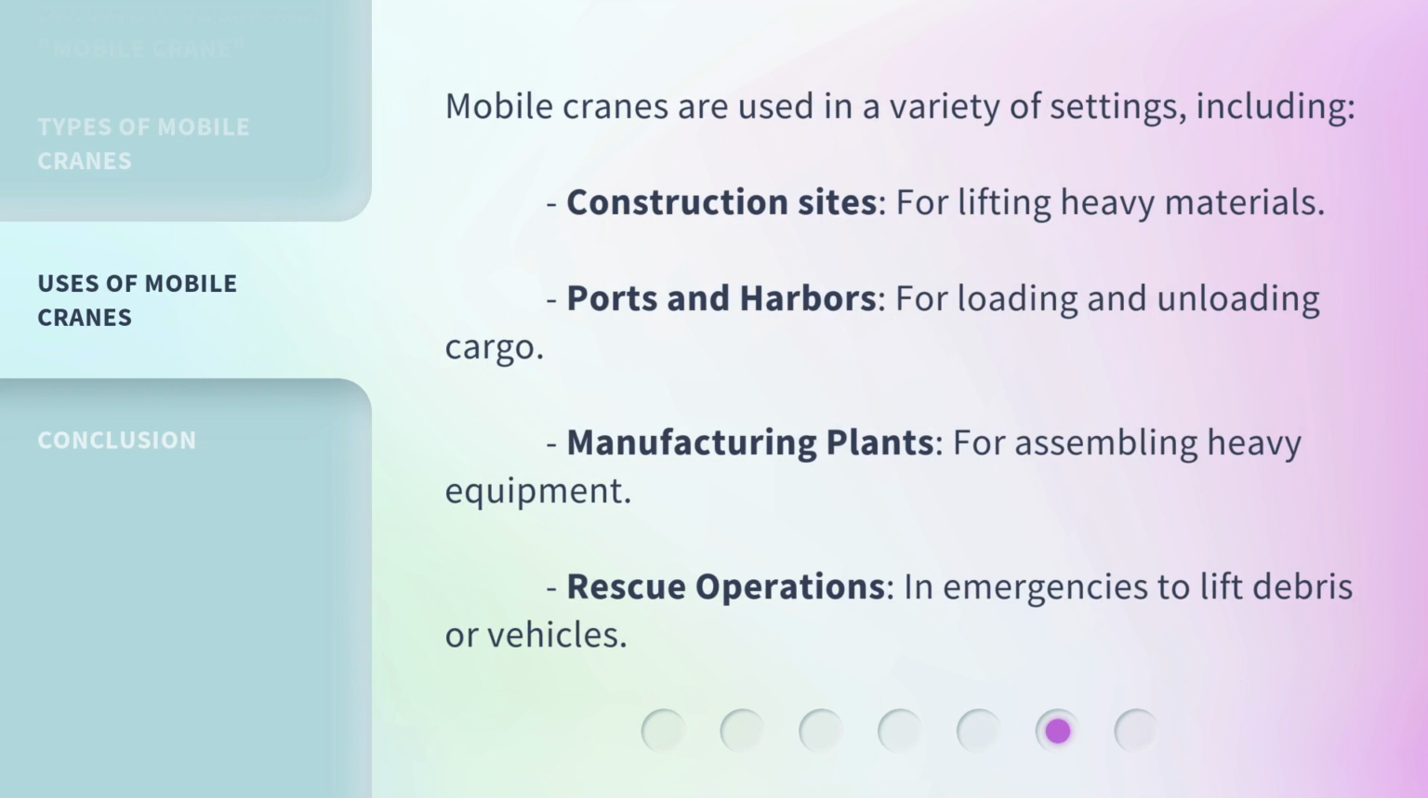Mobile cranes are used in a variety of settings, including construction sites, for lifting heavy materials, ports and harbors, for loading and unloading cargo, manufacturing plants, for assembling heavy equipment, rescue operations, in emergencies to lift debris or vehicles.